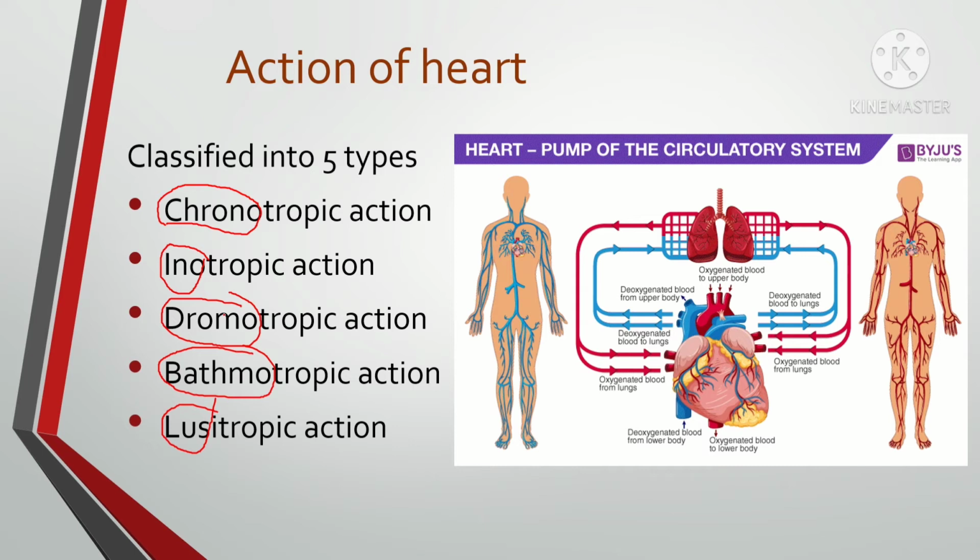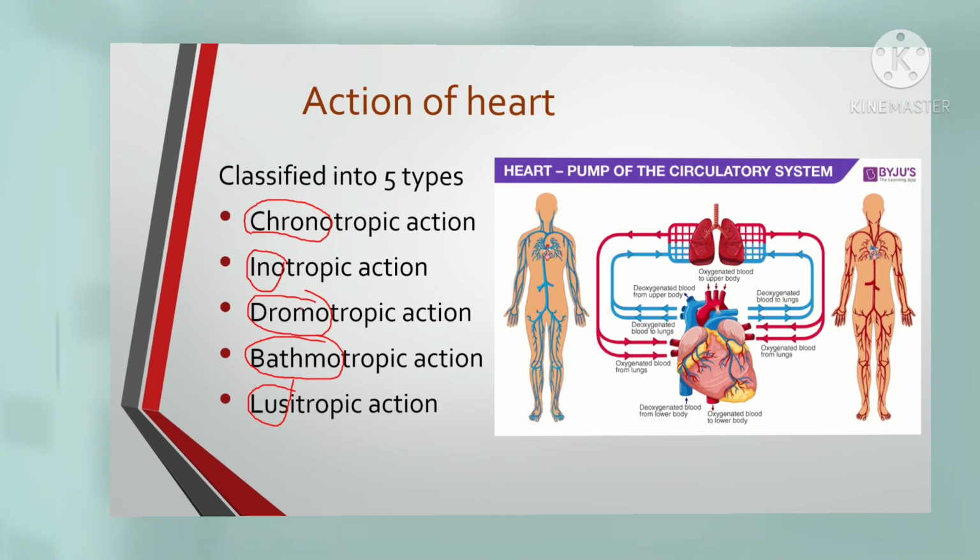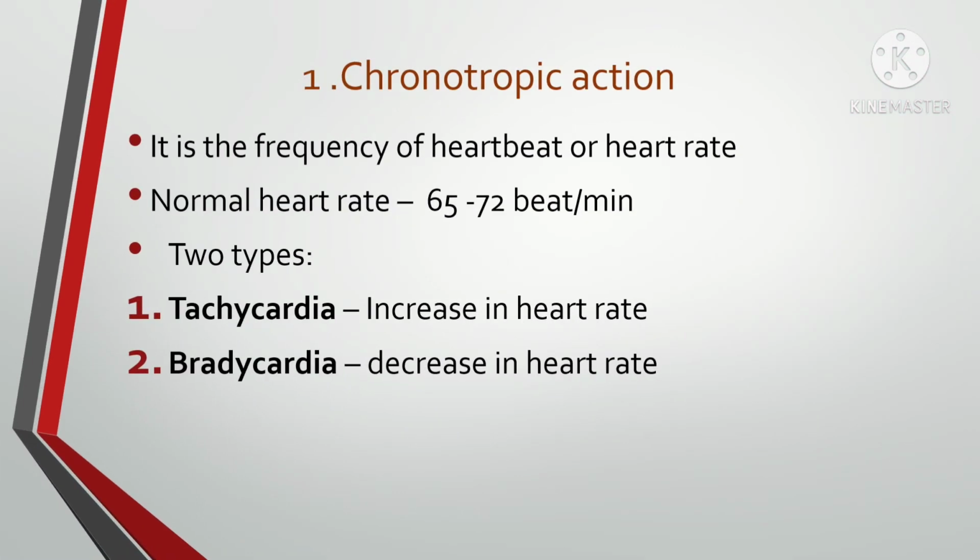Now why are such names given? Because they are given based on their function. So let's get started to learn the functions. The first type we will learn is chronotropic. It is the frequency of heartbeat or heart rate. I repeat, it is the frequency of heartbeat or the heart rate.